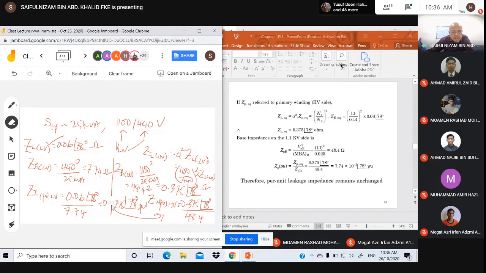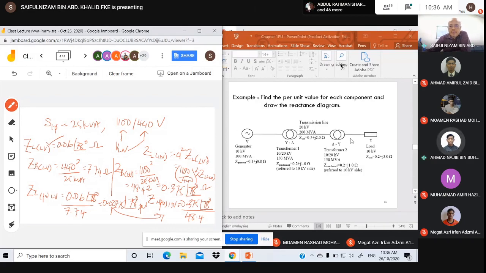So don't make this silly mistake. Should be 0.00, right? The answer is correct, right? 7.74 times 10 power minus 3, so 0.00775. All of you got the same answer? Or any questions so far, before we proceed to the next example.